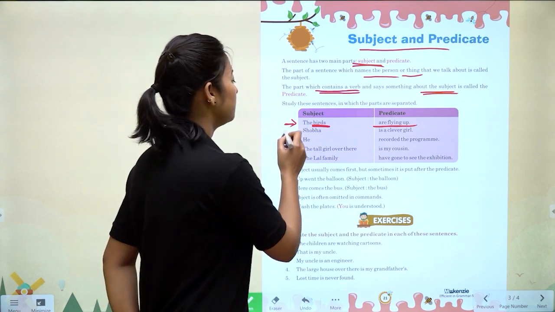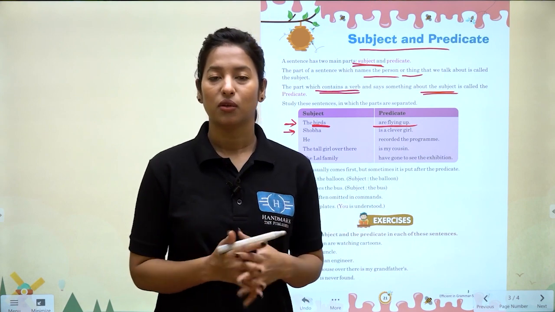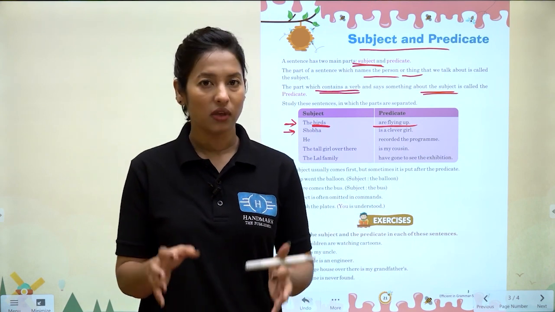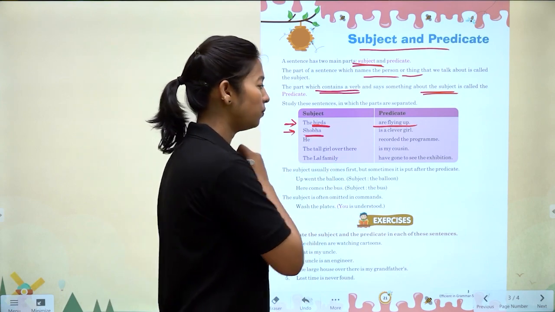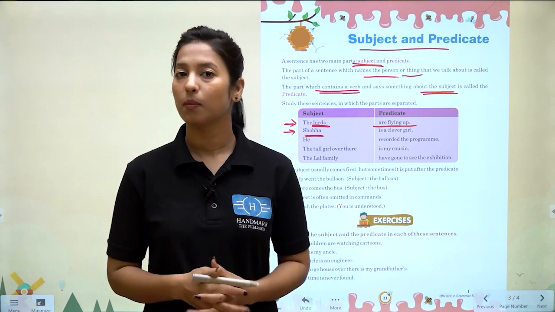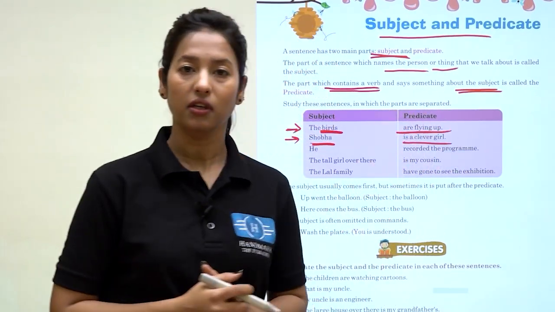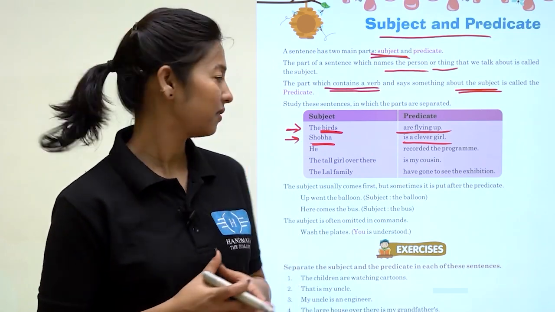In the next sentence, we can see: Shobha is a clever girl. So Shobha is the title, the main part of the sentence, because we are talking about Shobha in this sentence. So Shobha is the subject, and what is said about Shobha? She is a clever girl. So is a clever girl is the predicate.